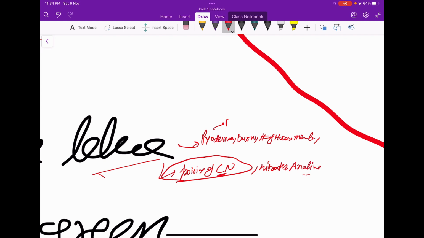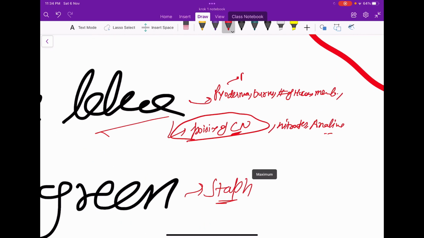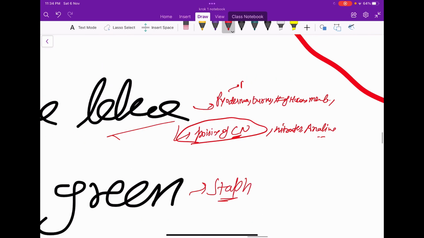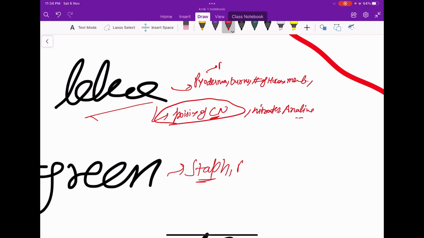Another one is the brilliant green. Brilliant green is basically for staphylococcus, just write here, staph infection. Thereafter it's used again for the pyoderma, skin pustules, cuts, and what else? And the last we have varieties.